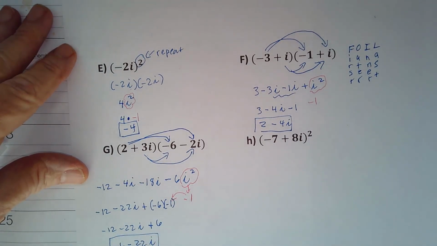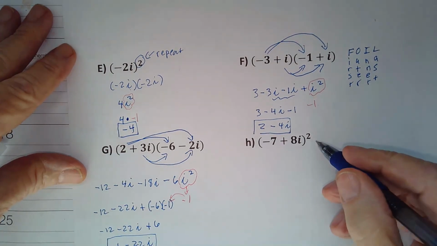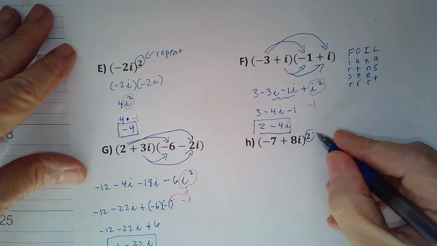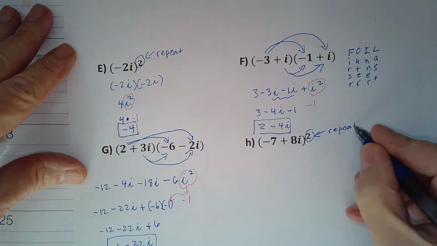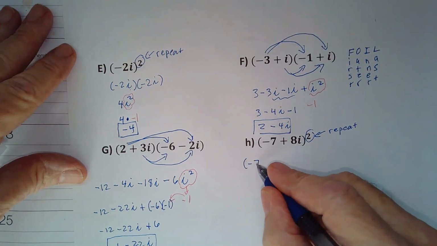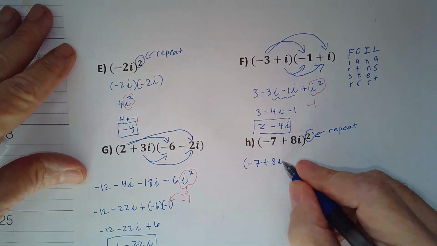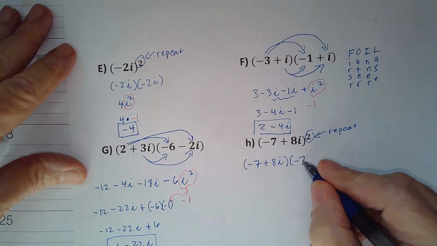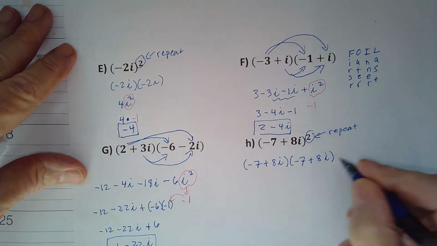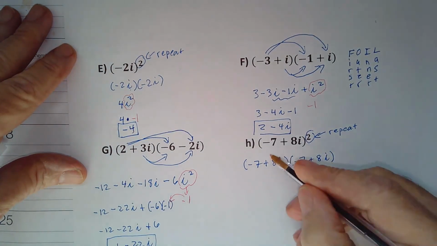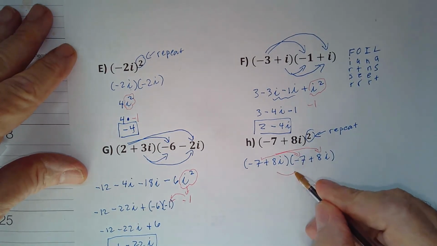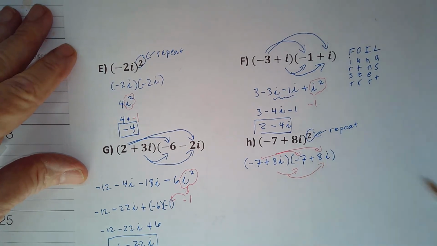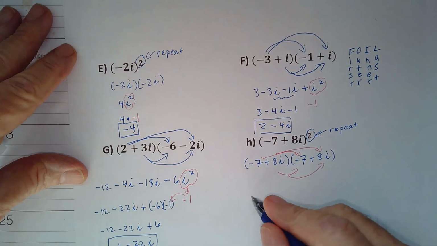All right. Now, last one. This is, again, squared. We repeat this binomial. So we're going to write negative 7 plus 8i times negative 7 plus 8i. And we FOIL. So first to first, outer to outer, inner to inner, last to last. Okay, so negative 7 times negative 7, positive 49.